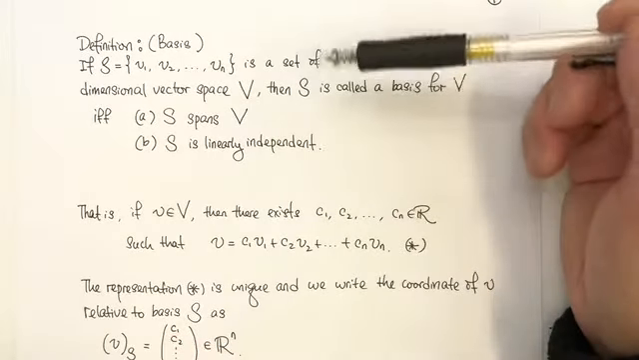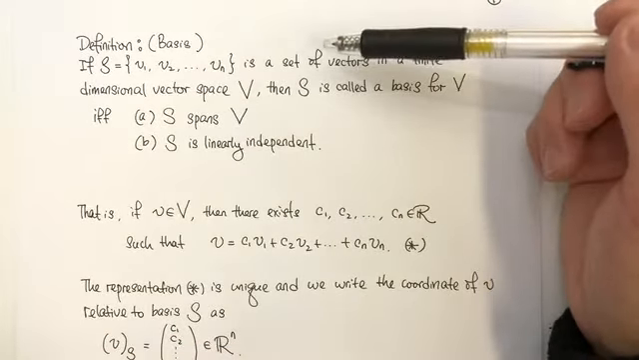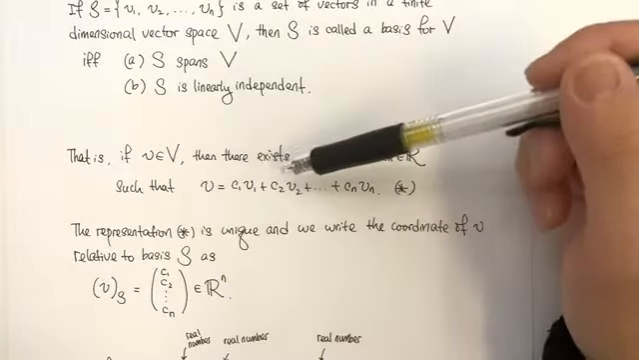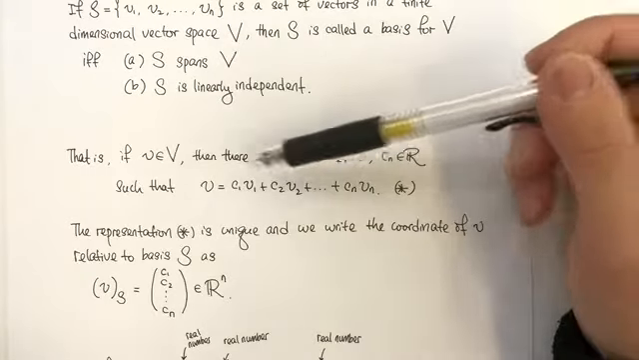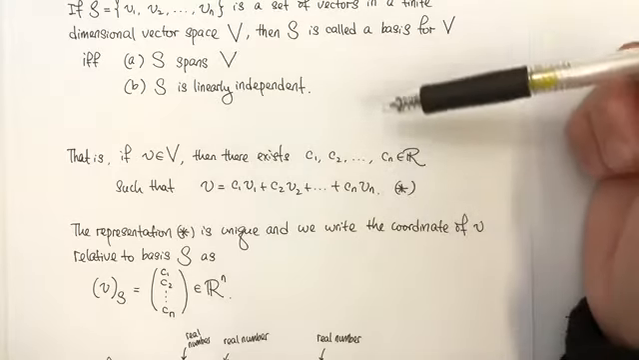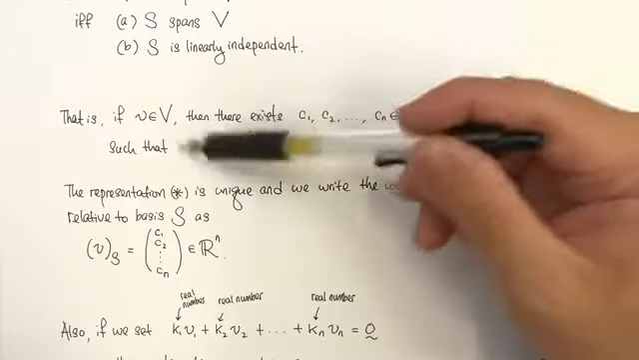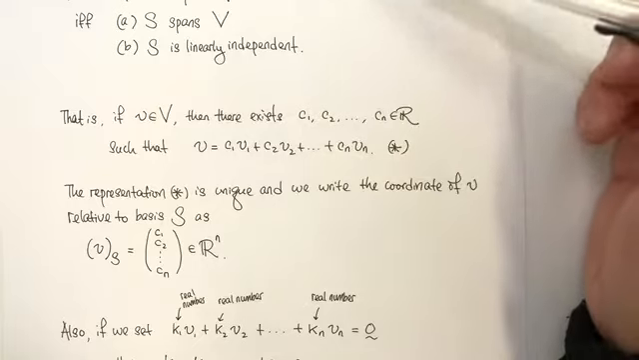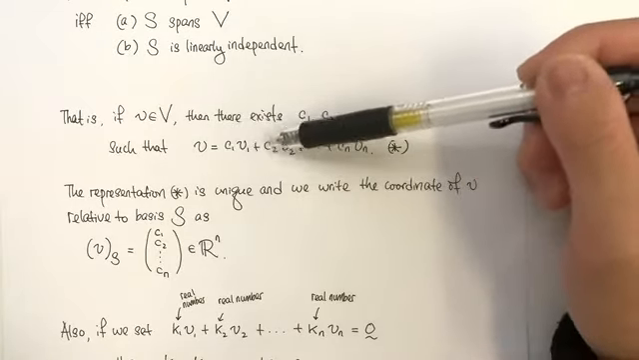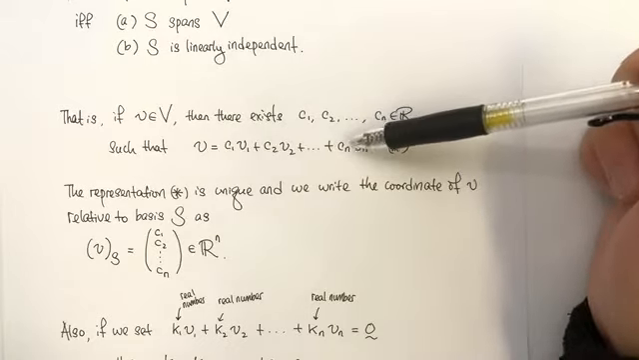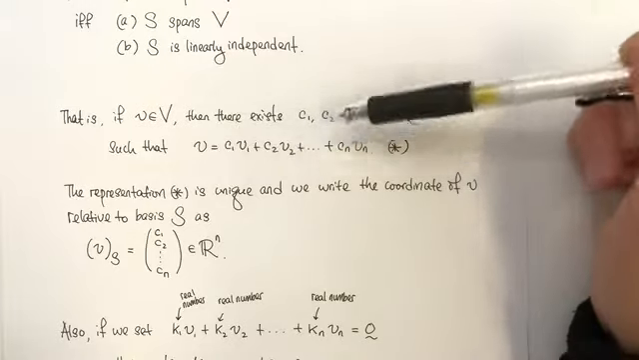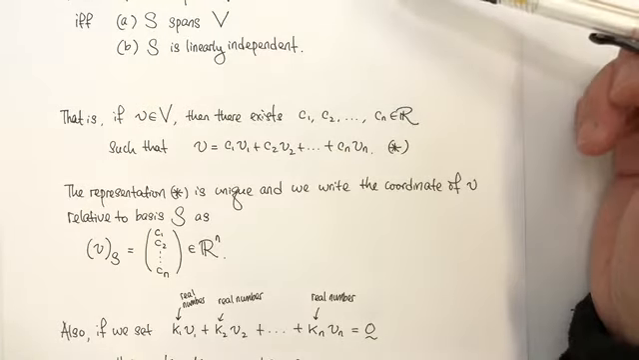Now, one of the consequences of having a basis is that for every element V in this vector space, V can be expressed in this form. That is to say that V is a linear combination of vectors V1, V2, all the way to Vn. And not only that, this representation is unique. That is to say, there is one and only one way you can write V equals C1 V1 plus C2 V2 all the way to plus Cn Vn. All these coefficients C1, C2, all the way to Cn are uniquely determined.